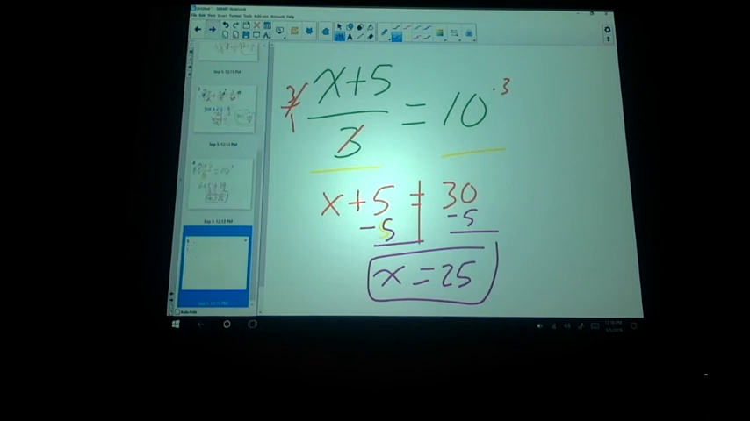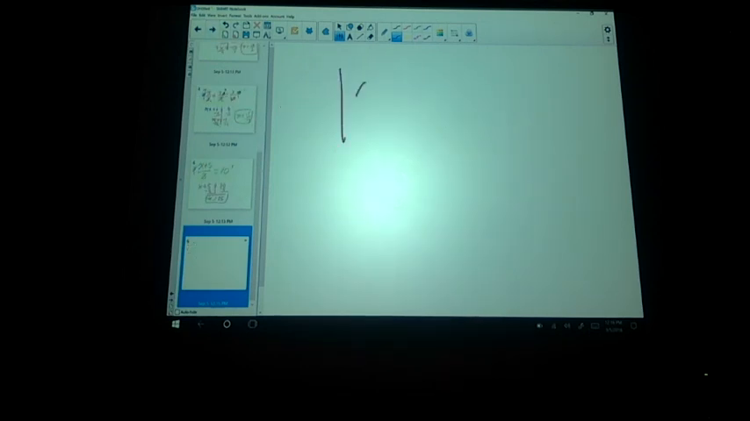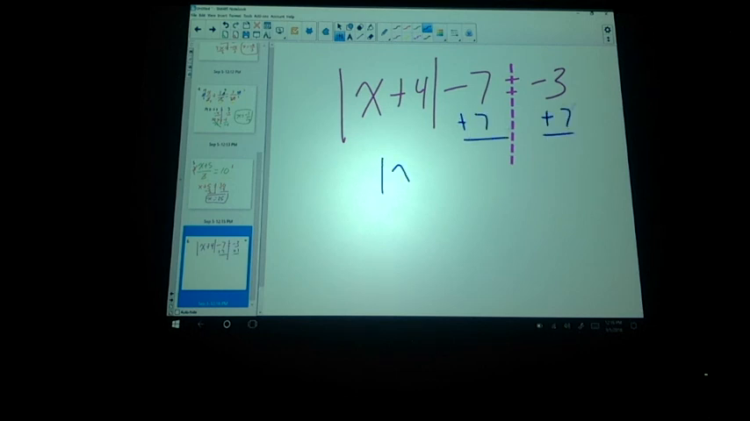How would I work this problem? Yeah. Plus 7 on each side. Yeah. So let's start moving things over. So I'm going to just add 7 to both sides. So then I have the absolute value of x plus 4 is equal to 4. Can I work this problem then? How many problems does this break into? 2. So I get x plus 4 is equal to 4.